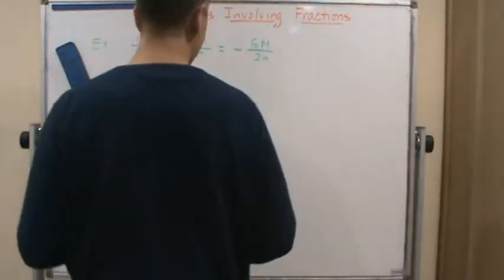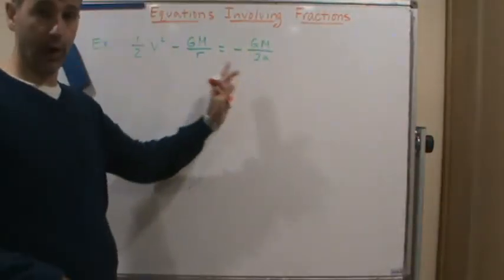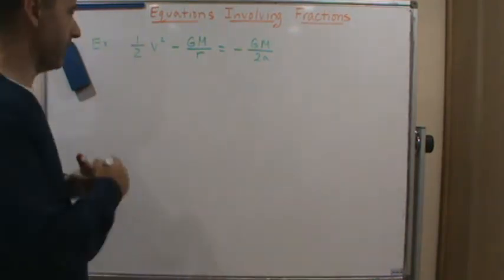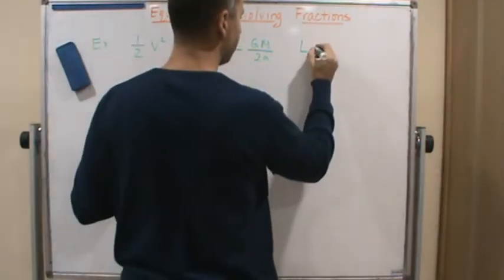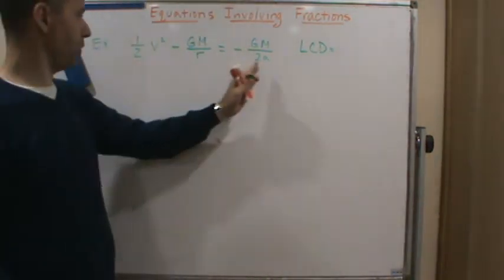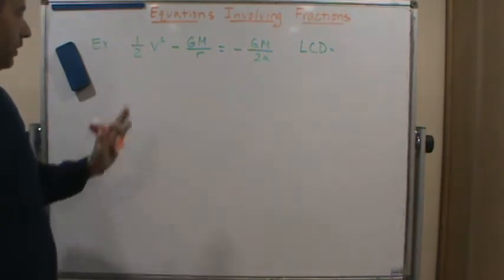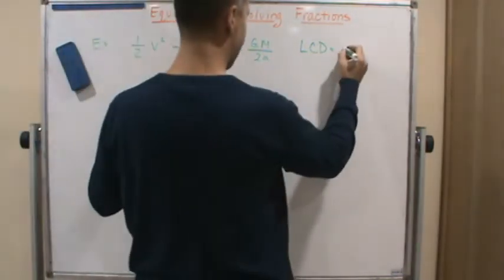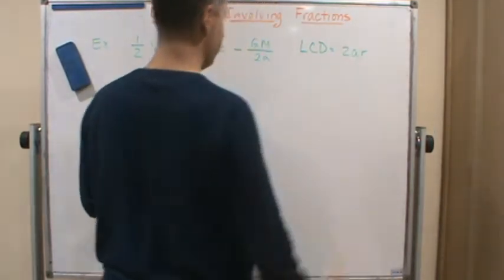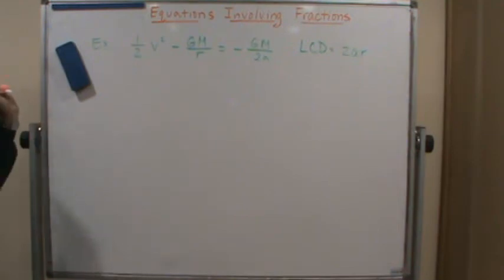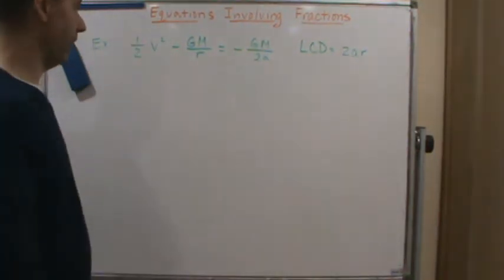So first of all, we're going to get rid of all the fractions, right? So we need to multiply through by the least common divisor. So again, the least common divisor is, in this case, what? Well, we've got a 2, an A, and an R. The greatest power of all of these is 1. So that means our LCD is going to be 2AR. So we're going to multiply everything by 2AR.